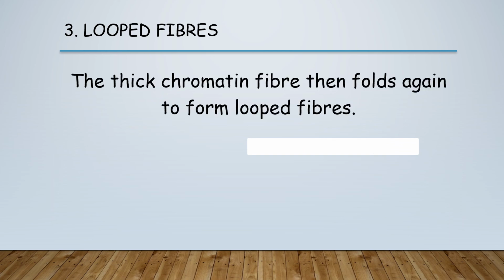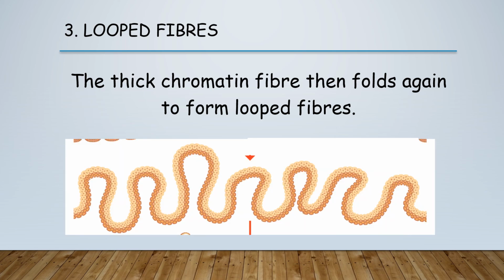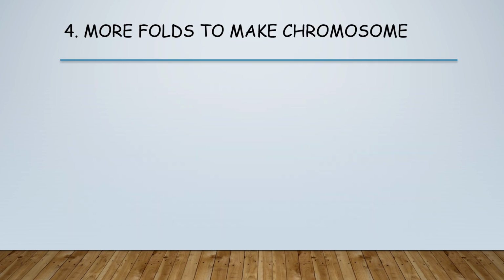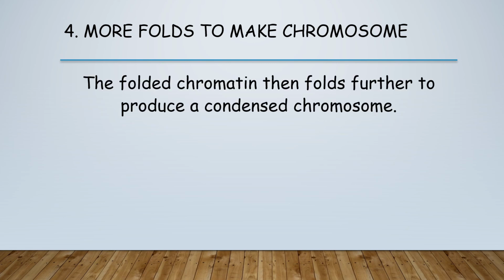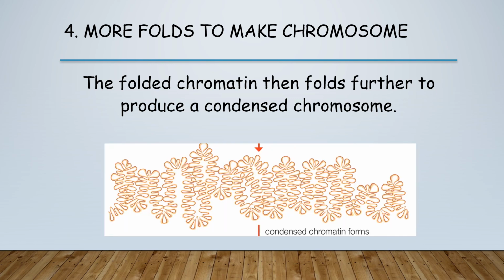Then we have looped fibres. Again, this thick chromatin fibre then folds again to form these loop fibres. So we're starting to really build up this thick loop. We then have even more folds that finally start to look like a chromosome. So this chromatin then folds again to produce this condensed chromosome material. So a coil upon a coil upon a coil.